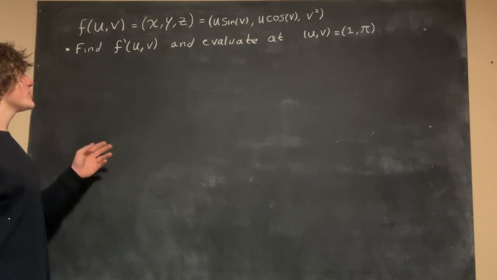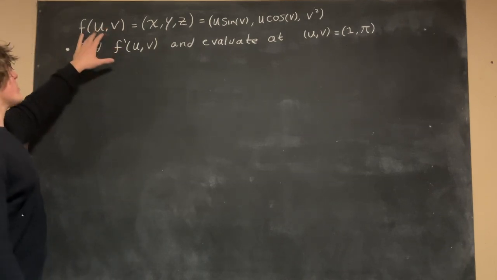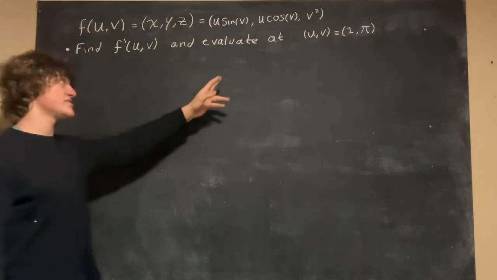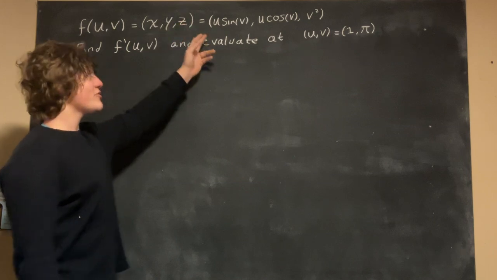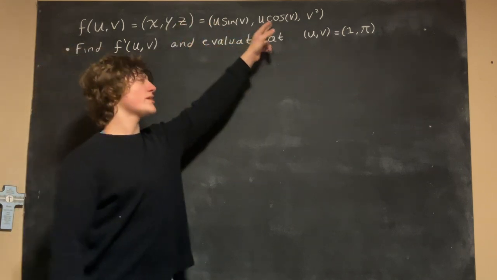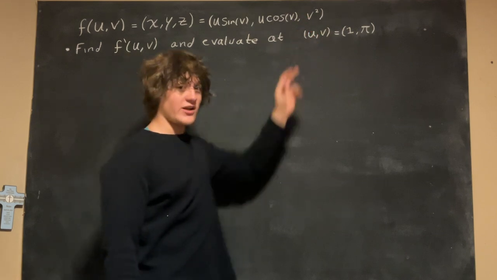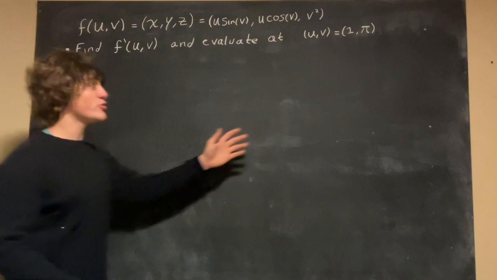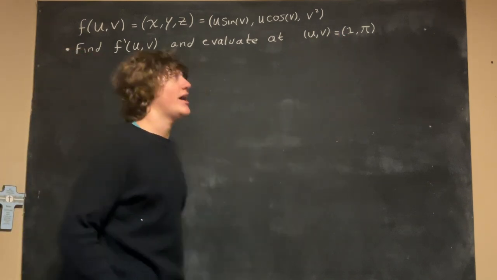Now in this video I will be talking about a function of two inputs with three functions that it outputs. In this case, f of u comma v is equal to u times sine of v comma u times cosine of v comma v squared. And we will be finding the derivative of this function and evaluating it at 1 comma pi.